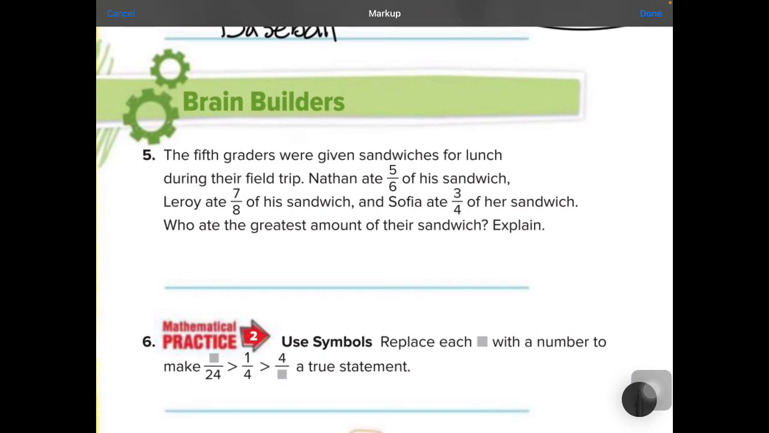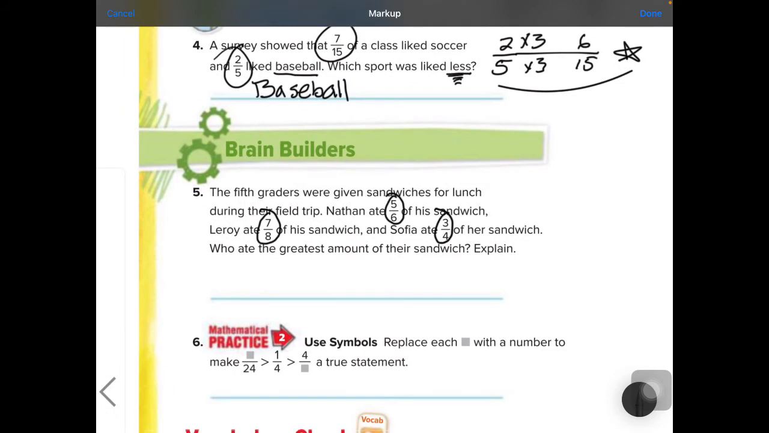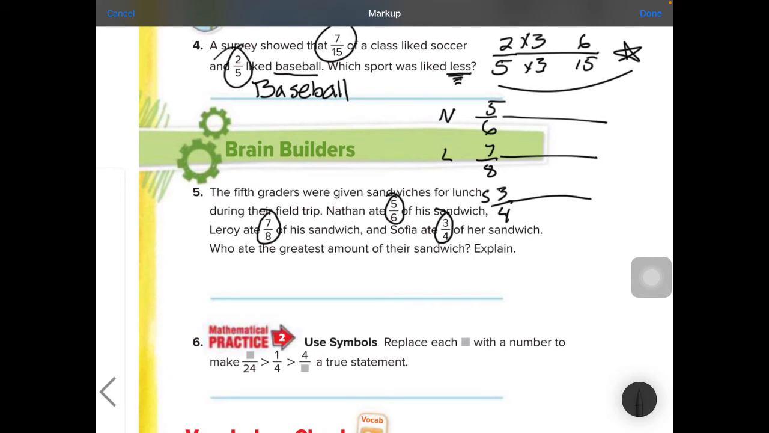Brain builder. The 5th graders were given sandwiches for lunch during their field trip. Nathan ate this much. Leroy ate this much, and Sophia ate this much. Who ate the greatest amount of their sandwiches? We're going to compare 5/6, that was Nathan, and then Leroy was 7/8, and then Sophia was 3/4.